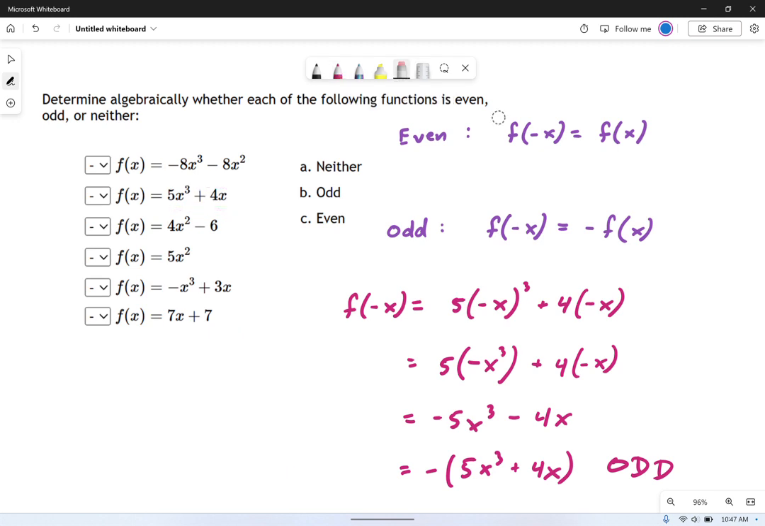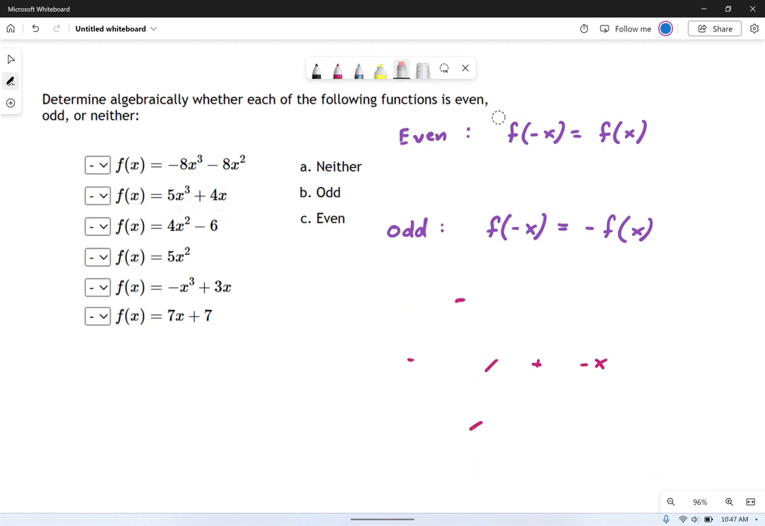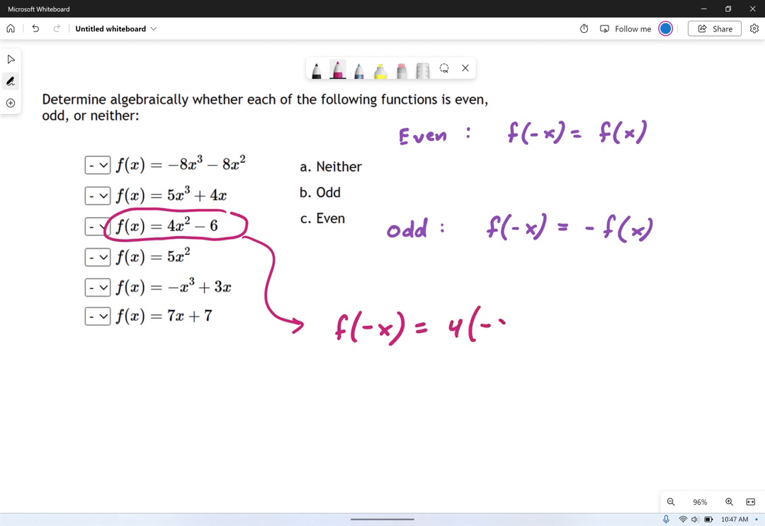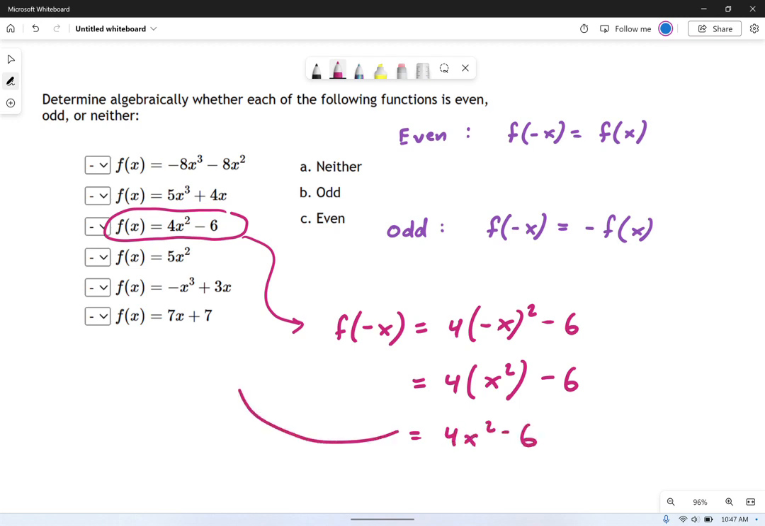Now I'm going to erase this, and I'm going to show you an even function and how that plays out to be exactly the same. It may seem weird that you can plug in a negative and nothing changes, but let's try this guy right here. Okay. F of negative x equals 4 times negative x squared minus 6. So what happens when you square a negative? Well, it becomes a positive, right? So now we have 4 times x squared minus 6, which if you distribute the 4 just becomes 4x squared minus 6. And if you compare that to the original, it is exactly the same. So this one we call even.